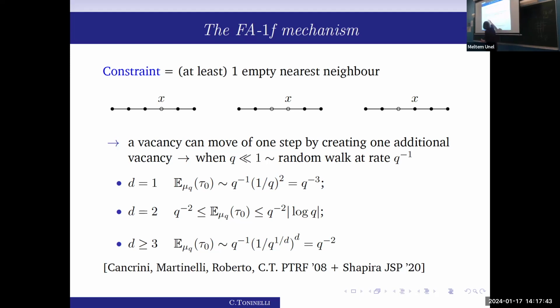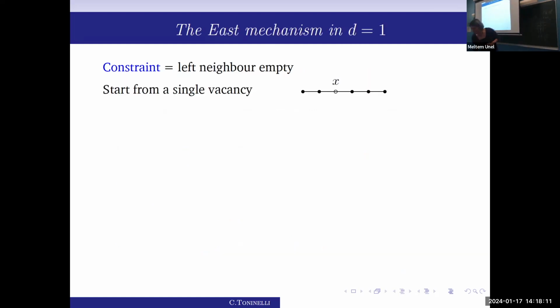And in fact, in one dimension, the correct exponent for this stochastic dynamics is 1 over q to the power 3, which is 1 over q because this is the rate of the random walk, and 1 over q squared because it's the equilibrium distance among empty sites that you have to overcome. Okay. This is this mechanism in the case of the 1F, which has what we call an unrooted behavior, so a power law scaling. Instead, for the East model, the mechanism is very different.